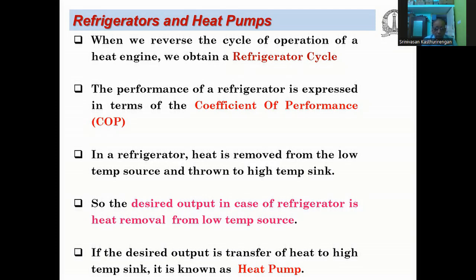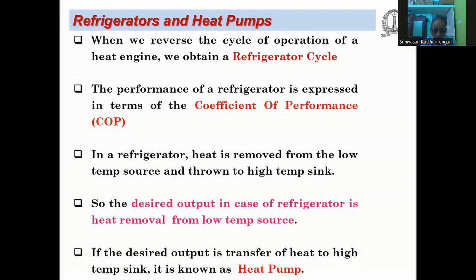Now, there are two possibilities. If the end result you want is the removal of heat from a low temperature source, then the desired output is the removal of heat from the low temperature source. This is called a refrigerator. On the other hand, if the desired output is the transfer of heat to a high temperature sink, it is known as a heat pump.